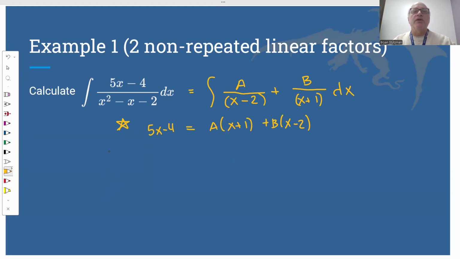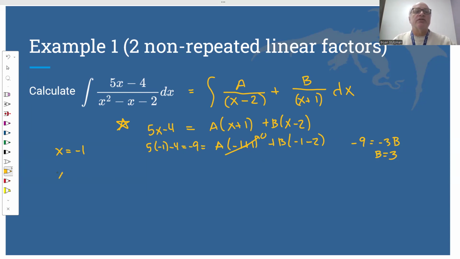Let's find out what a and b are. Pick convenient values of x. Let x equal -1. So 5 times -1 minus 4, which is -9, is equal to a times -1 plus 1, which is 0, plus b times -1 minus 2. So I get -9 is equal to -3b, where b is equal to 3. Pick another value of x, let's say 2. So I know that's going to let another thing become 0.